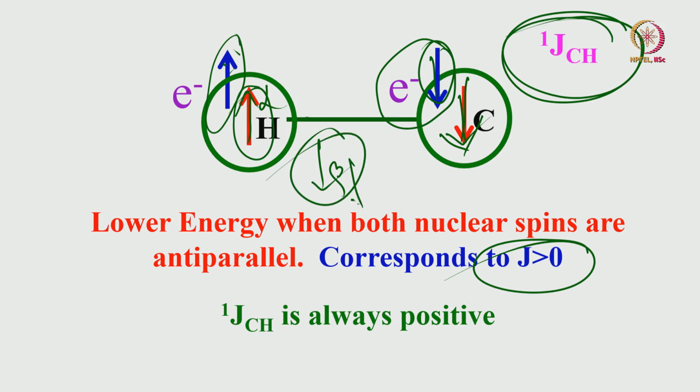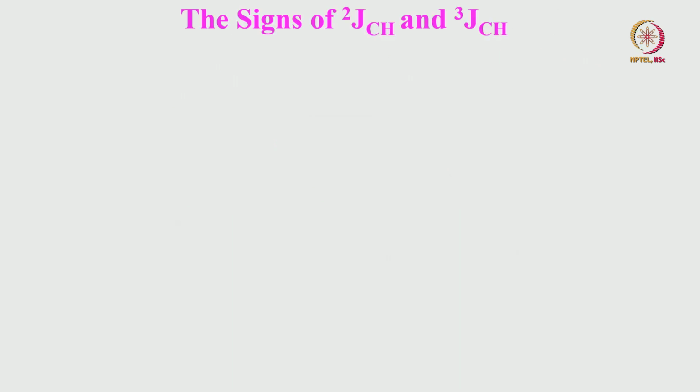Similarly, this electron will become like this and this electron will become like this and then again this will be like this. So, depending upon which orientation of spin you are considering, alpha and beta, correspondingly you can work out the orientation of the other coupled spin. If both are anti-parallel to each other, it is a lower energy state and that will be a positive J coupling. So, the sign of the coupling is positive. That is the reason why 1JCH is positive.